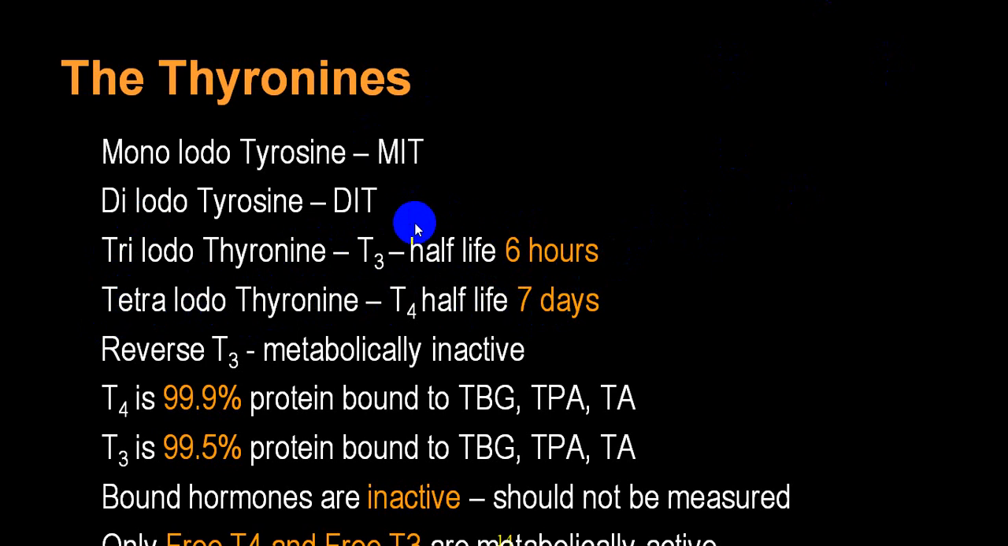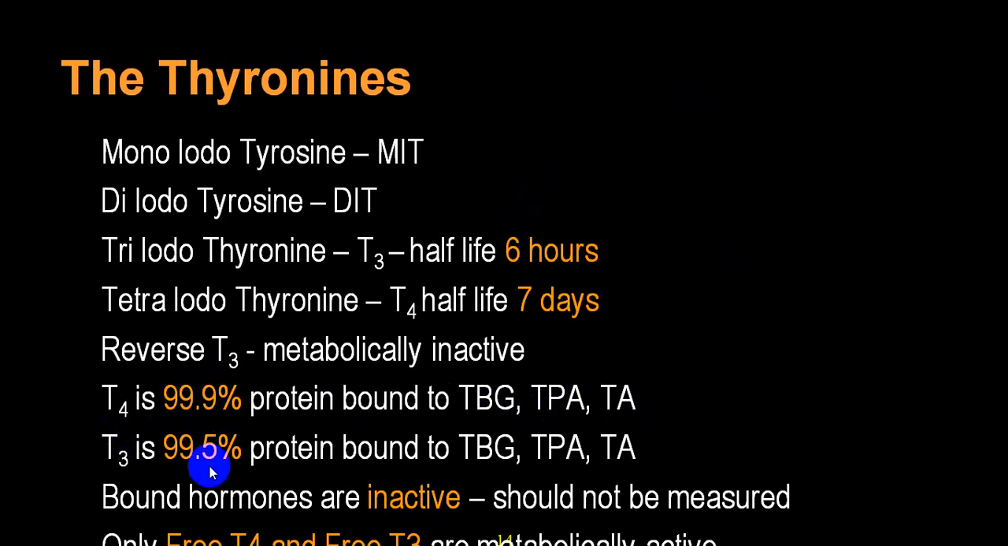This will be broken down by the deiodinase enzyme, and you will get formation of reverse T3, which is metabolically inactive. So during metabolism, T3 and T4 will be converted into reverse T3. If we take a figure like this, T4 is bound to protein, that is thyroxine binding globulin, thyroid prealbumin, and albumin, almost 99.9%. So only 0.1% is free in the blood, and that will be converted into T3.